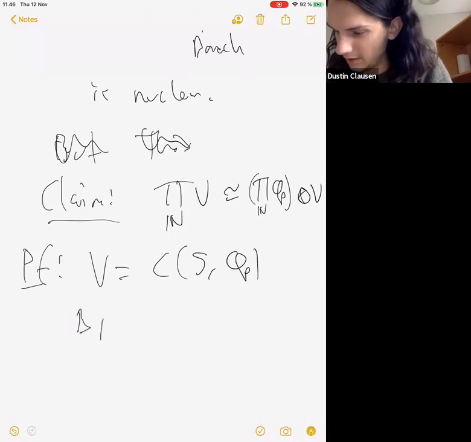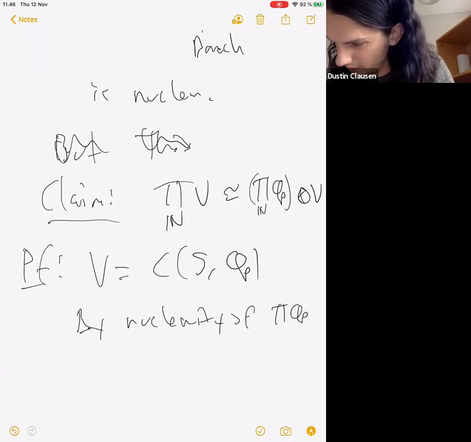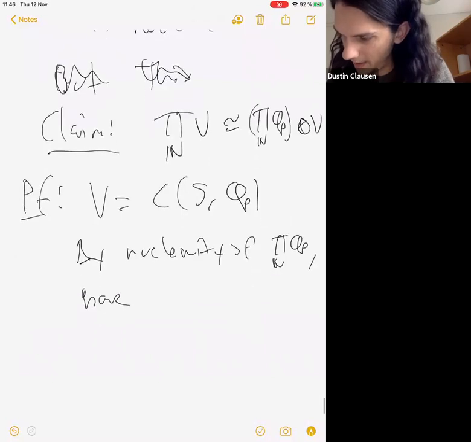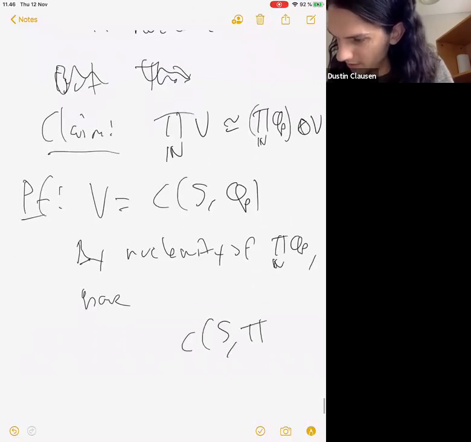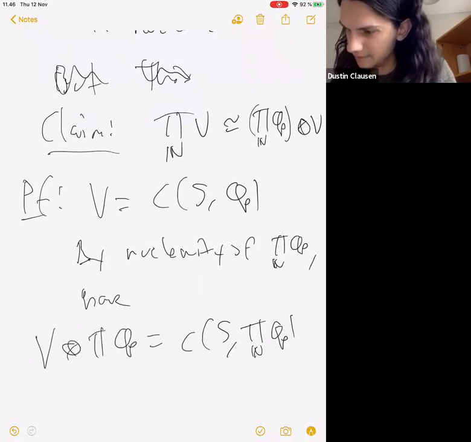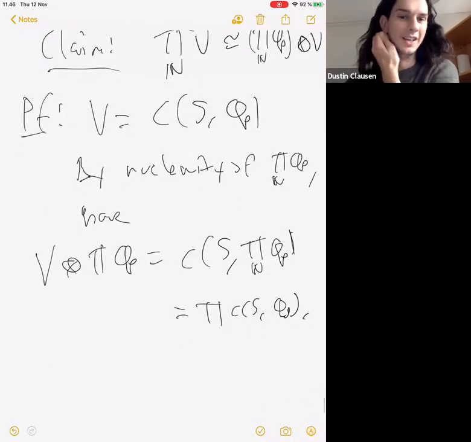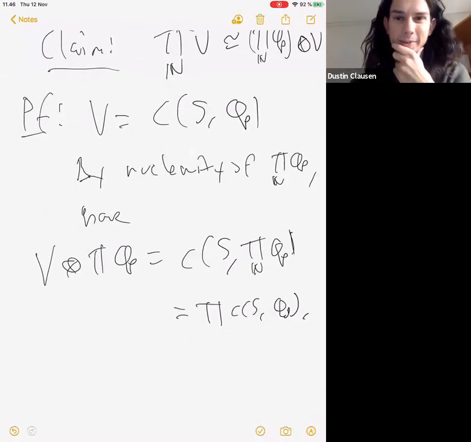Then by nuclearity of product of copies of Qp, we have continuous functions on S with values in product of copies of Qp is equal to V tensor product of copies of Qp. But this is just the same thing as product of continuous. So this is a funny little argument, but it proves the claim.